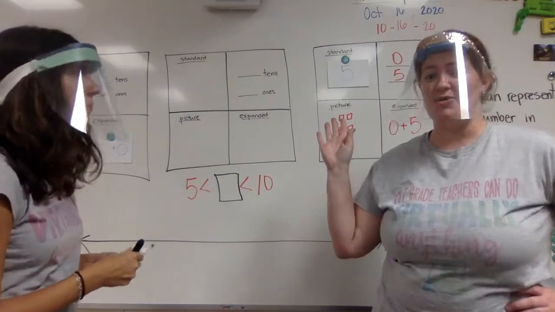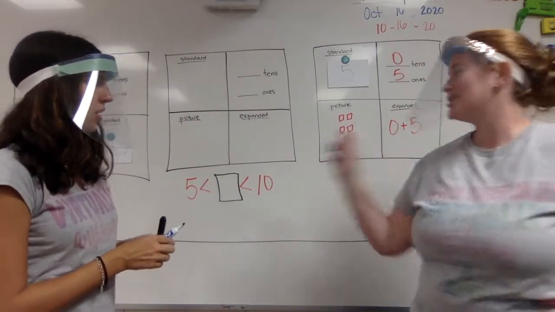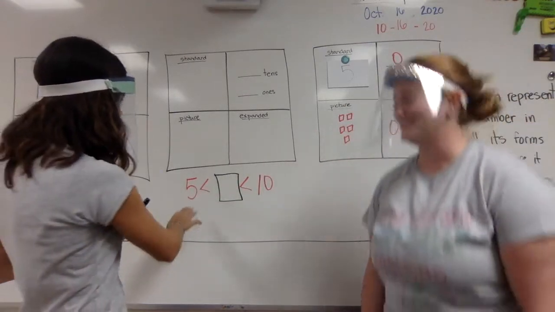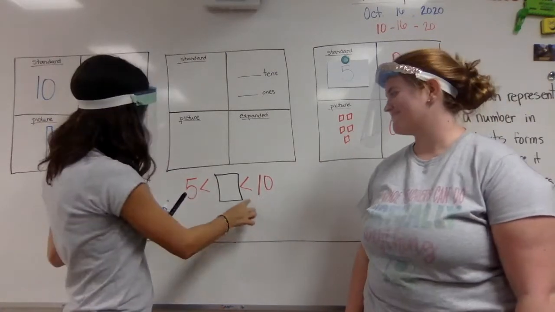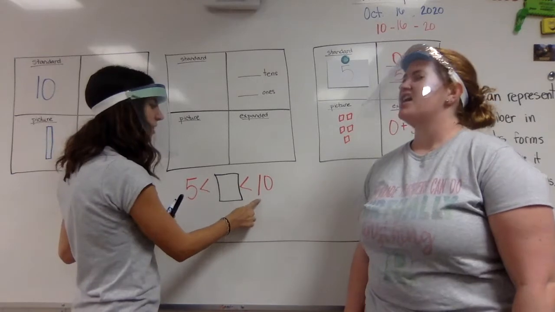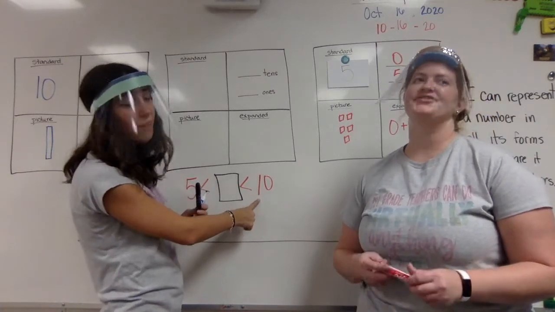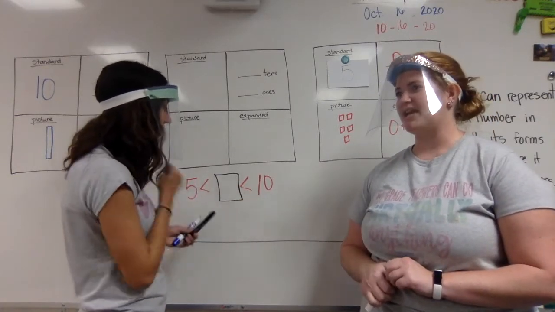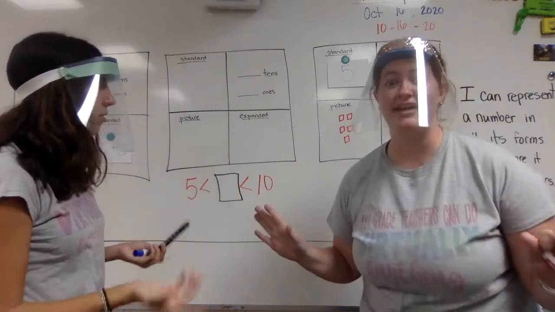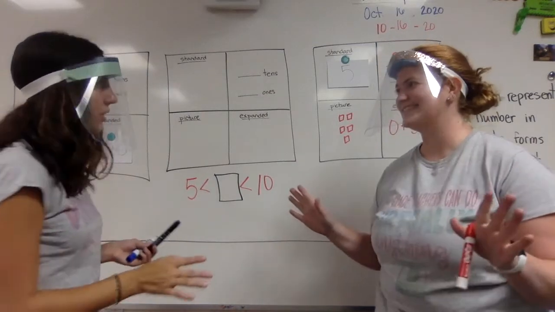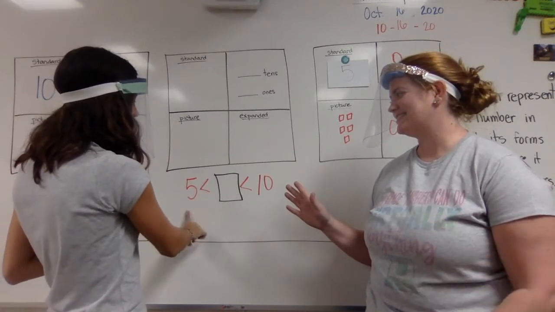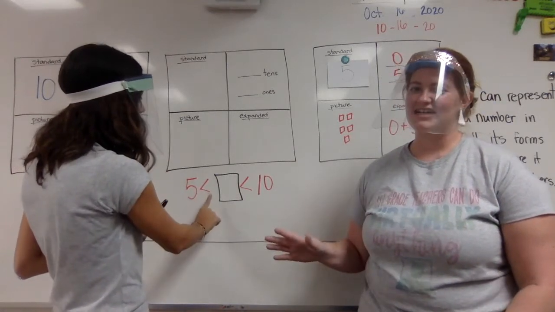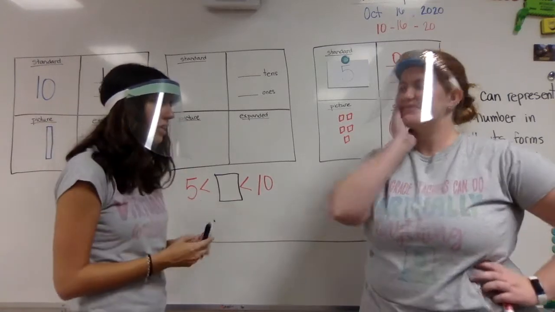I know, Miss Lestico. 20. 20 is greater than 5. But 20 isn't less than 10, Miss Lime, because a 2 in the tens place would be more than my 1 in the tens place. You're right, it has to be less than 10. Okay, 3. Well, Miss Lime, 3 would be less than 5, so this wouldn't be true. 5 is not less than 3.